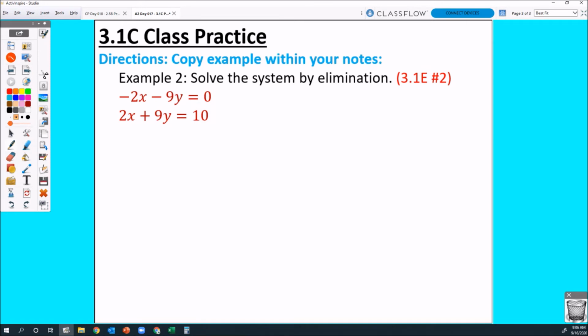All right, so we have example 2. In example 2, we have negative 2x minus 9y equal to 0 and 2x plus 9y equals to 10. So I see that for both equations, the x and y's are on the same side. They're on the left side of the equal sign. So I can use the elimination method.